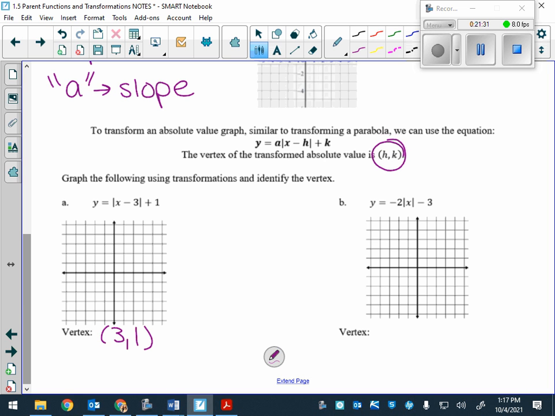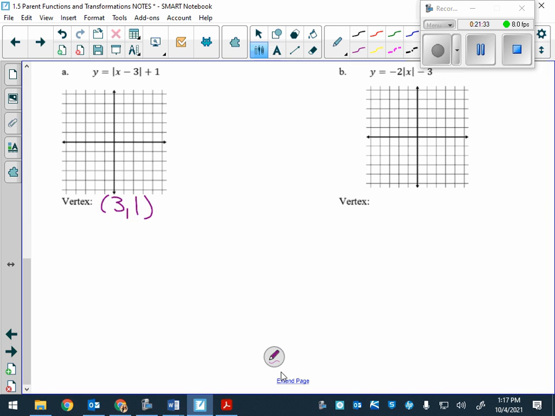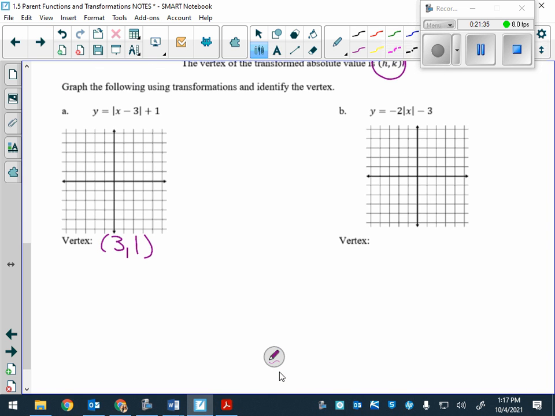What types of transformations happened from 0, 0 to now 3, 1? Addison? Right 3, up 1. Okay? Now, what is my A value here? What's my A? Brayden? 1.